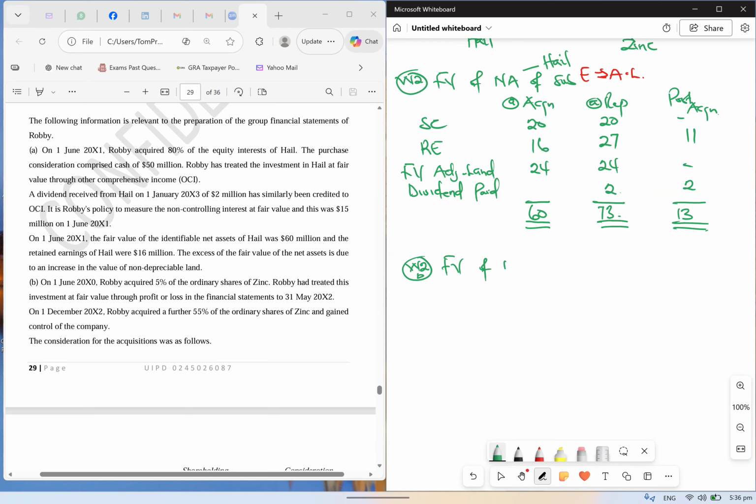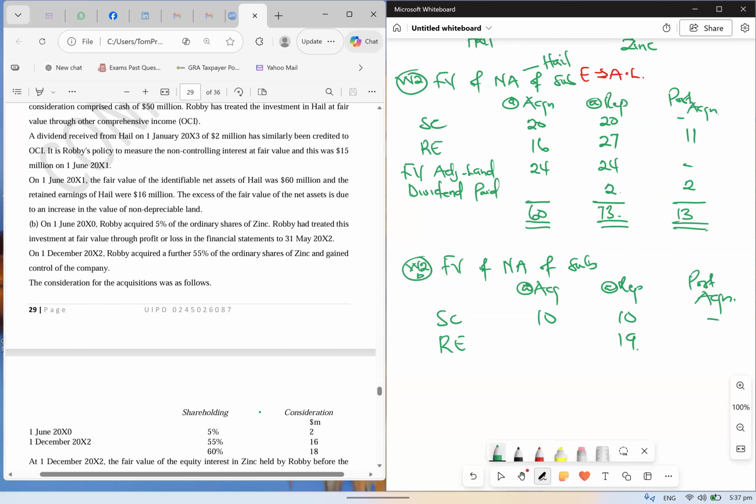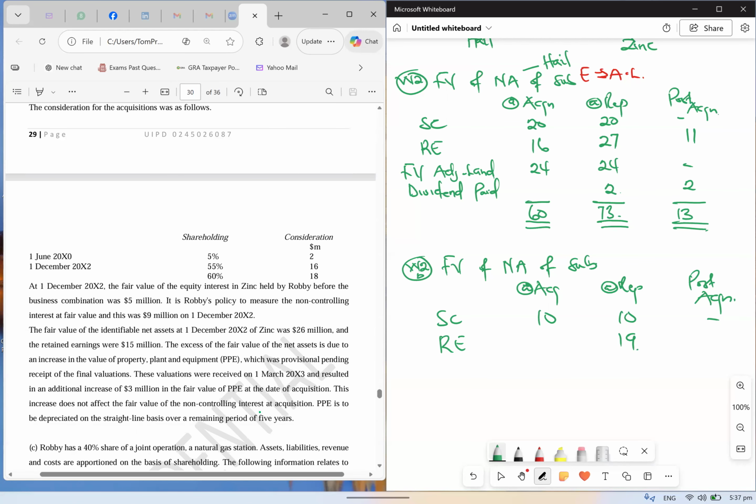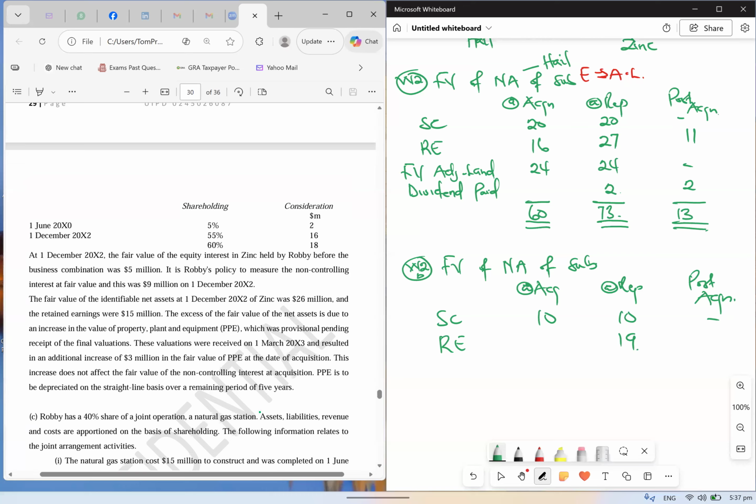Fair value of net assets of SAP at acquisition, at reporting, post-acquisition. So you start with stated capital. His stated capital is 10. Retained earnings, you have 19. Then the retained earnings when he had control, not before control, when he had control. Retained earnings is 15. So the difference is 4.